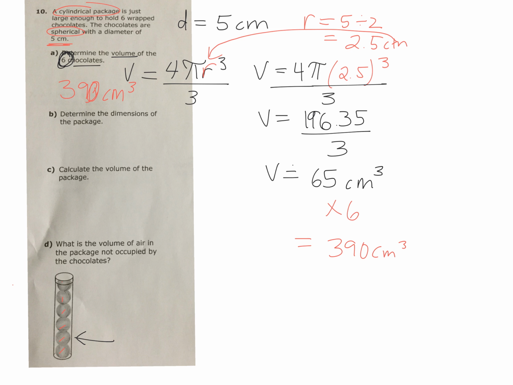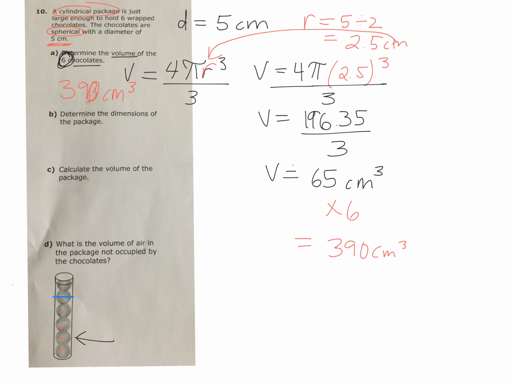Now they're asking us to find the dimensions of the package, because then they're going to ask us to find the volume of the package. So we need to know the dimensions before we can figure out the volume. Dimensions of the package, meaning the height and the diameter or the radius. So look here, because this can get a little confusing. If each sphere has a diameter of 5 centimeters, the distance from one edge of the cylinder to the other edge is 5 centimeters.